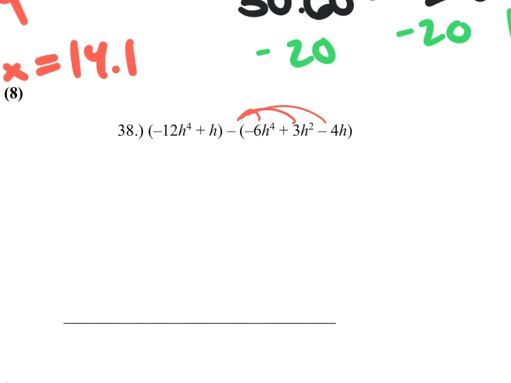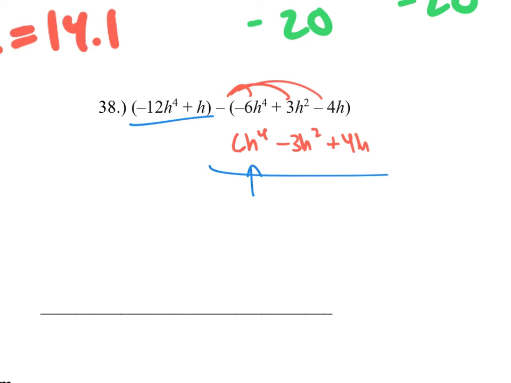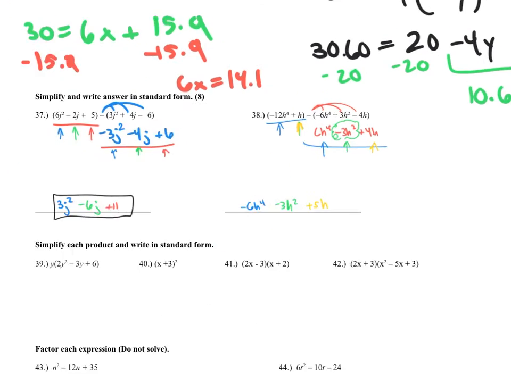Here we have another subtraction problem, so we must remember to distribute that. And then we'll combine like terms. So here we have some h to the 4ths. So we'll have negative 6h to the 4th. Now we have an h, but we have minus h squared. And so in order for this to be in standard form, I need to do this one first. So we have minus 3h squared. Then I can bring in the h with the 4h to get plus 5h.